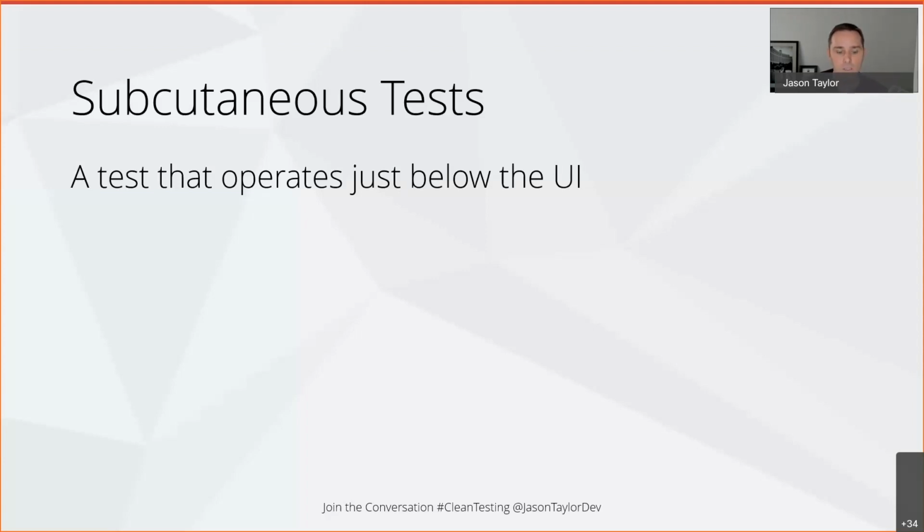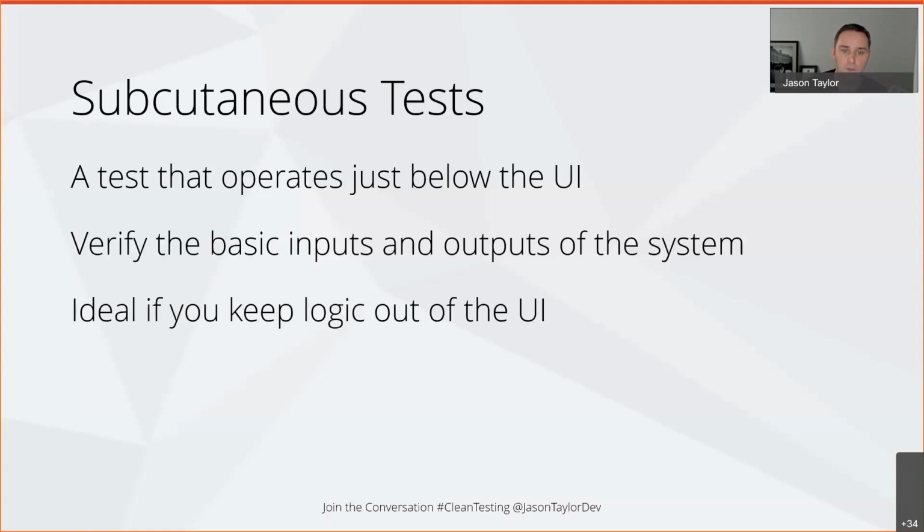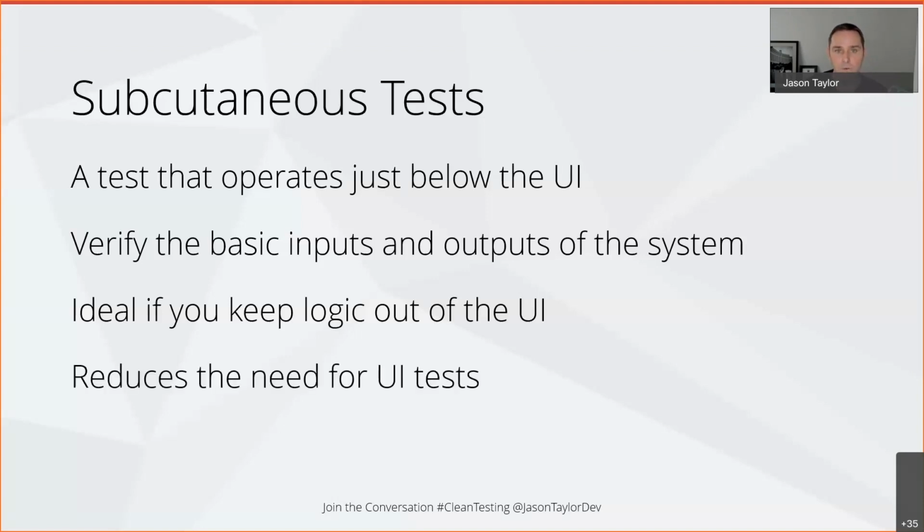So we'll use subcutaneous tests to verify the basic inputs and outputs of the system. And this provides us good test coverage and helps to ensure that our tests are not brittle. We just want to test the basics. Now, these tests are only appropriate if we keep logic out of the UI, which we do with the clean architecture approach. And this will therefore reduce the need to write expensive and slow UI tests, as subcutaneous tests are going to cover a lot of that behavior anyway.